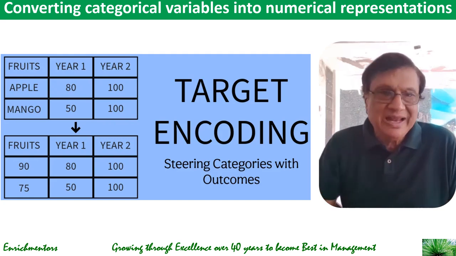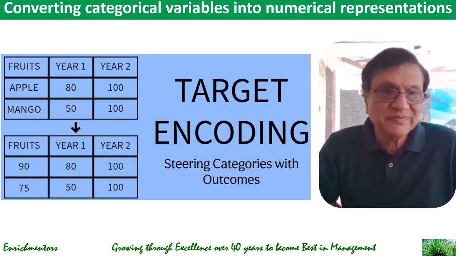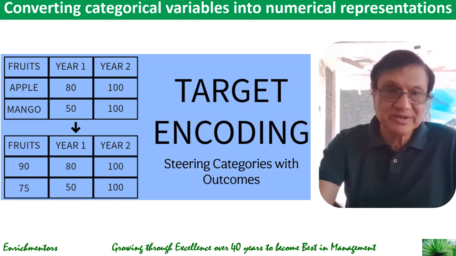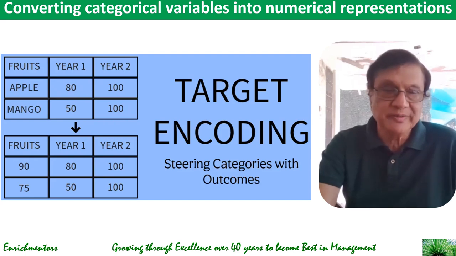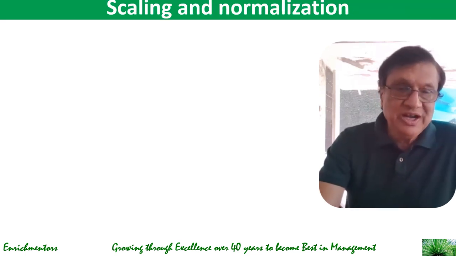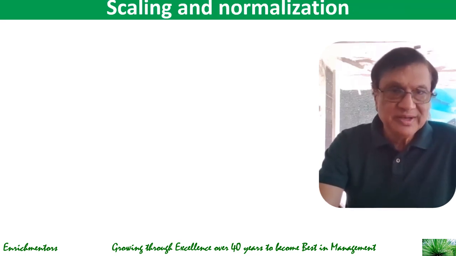So the expected value of the category you put instead of the category name, and that represents the target coding. Then let's talk about scaling and normalization.